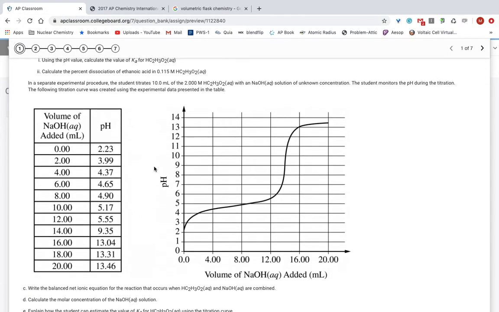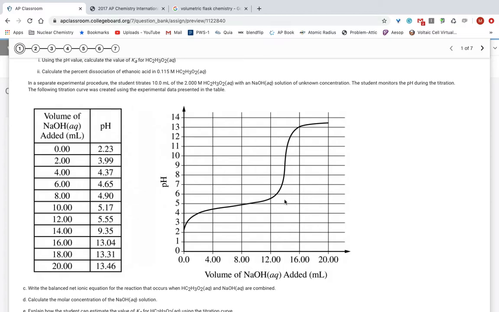We did a little bit of titration stuff earlier in the year, but a student titrates 10 milliliters of the 2 molar acetic acid with some NaOH. So now we have a strong base, weak acid reacting. So here's your titration curve. Your weak acid initially had a pH of about 2.5. As it's being titrated, the pH is going up because they're adding NaOH in there. This is how much NaOH they're adding, so that's why the pH is increasing, because you're adding a strong base.